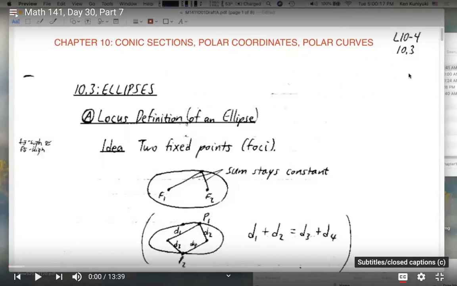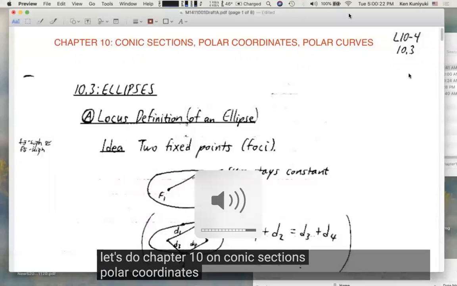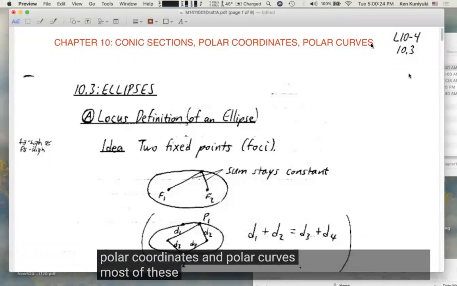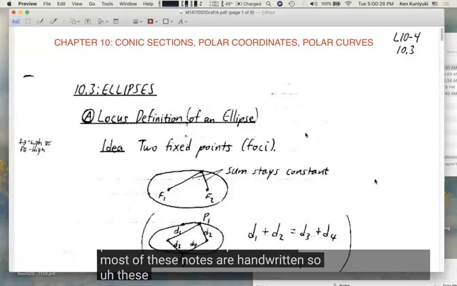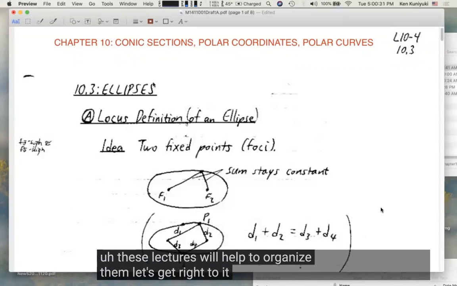So we're going to my more handwritten notes in chapter 10. Hi, everyone. Let's do chapter 10 on conic sections, polar coordinates, and polar curves. Most of these notes are handwritten, so these lectures will help to organize them. Let's get right to it.